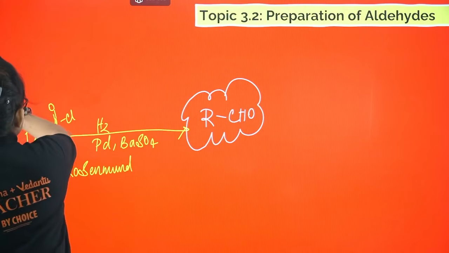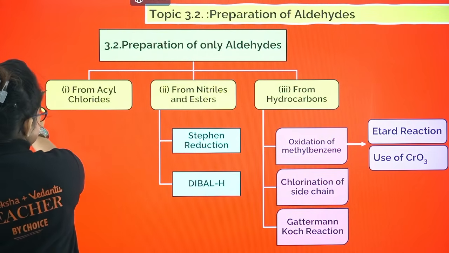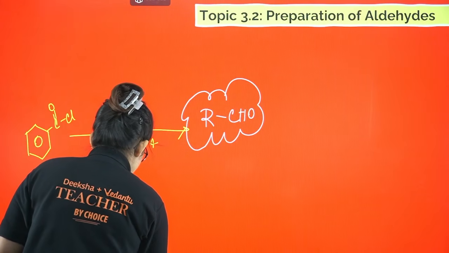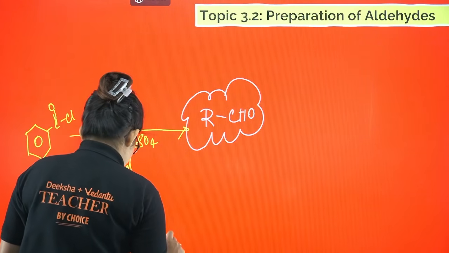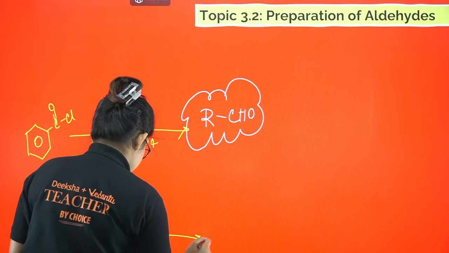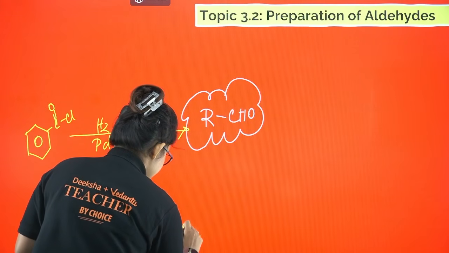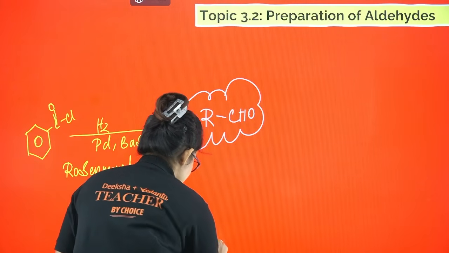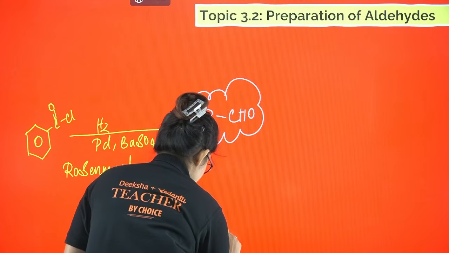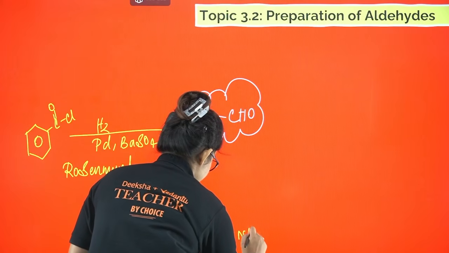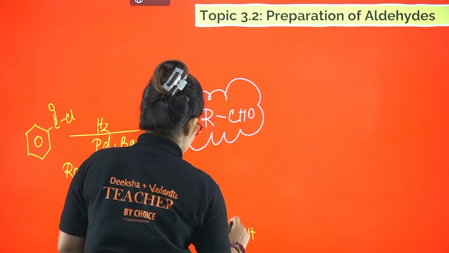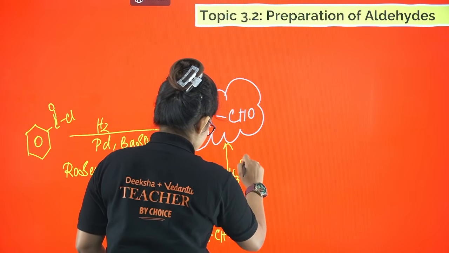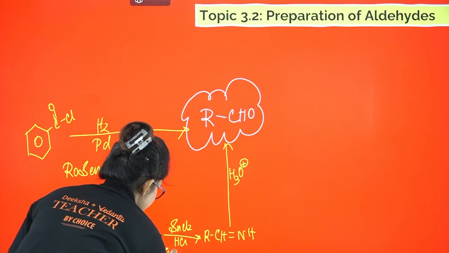Next, from where we will start? From nitriles and esters, Stephen reaction and DIBAL-H. So we will start with RCN. First let's proceed with Stephen's reaction. What is the reagent? SnCl2 in presence of HCl. You will end up with imine, RCH double bond NH. This is imine. From here to here, just give H3O plus. This is basically your Stephen's reaction.